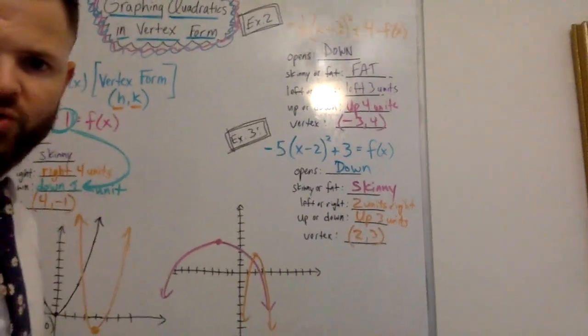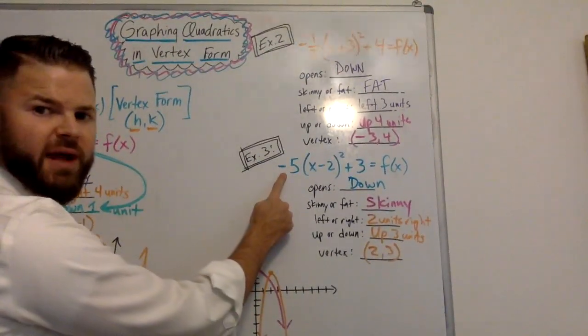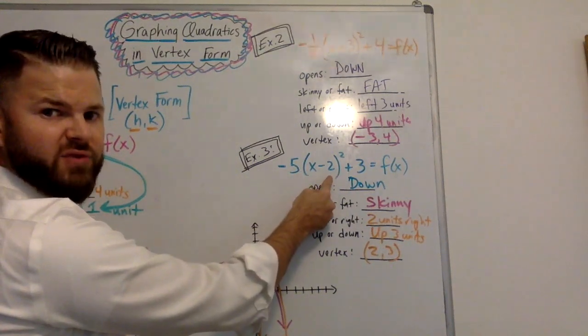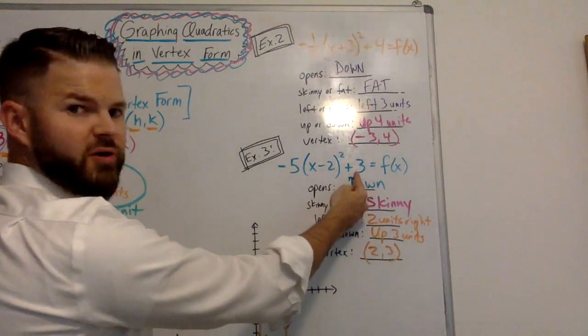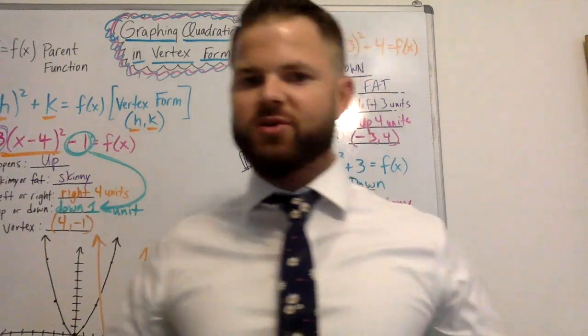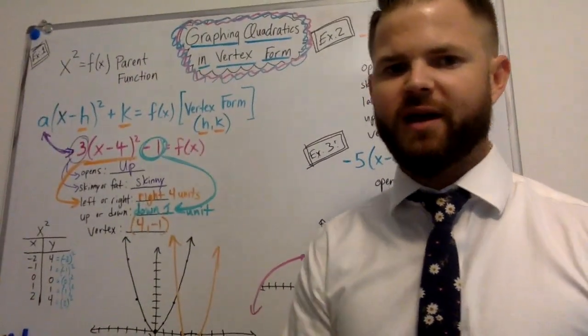So a quick recap. This guy in the front tells you two things: if he opens up or down, skinny or fat. That's your horizontal shift. Whatever that sign is, he moves in the opposite direction. That's your vertical shift. He is what he is. That's all, folks. Graphing quadratic functions in vertex form.